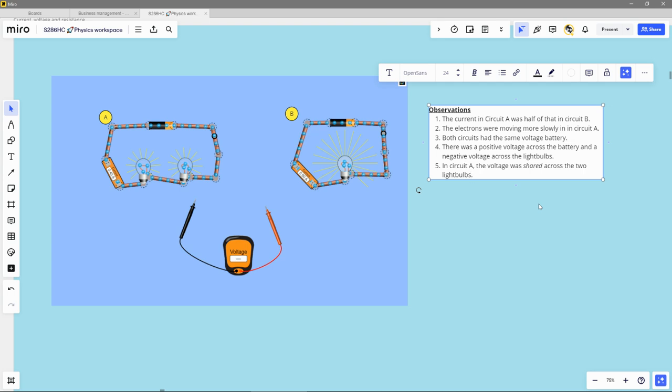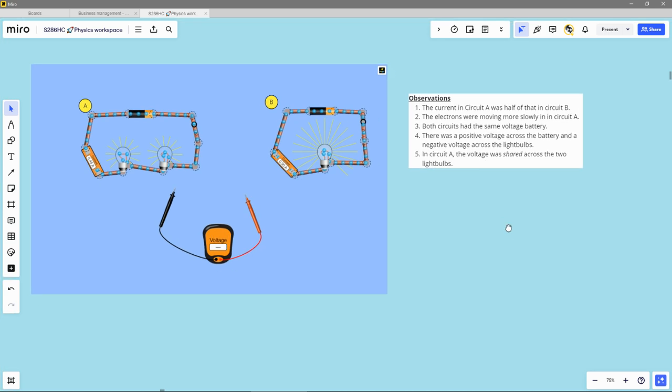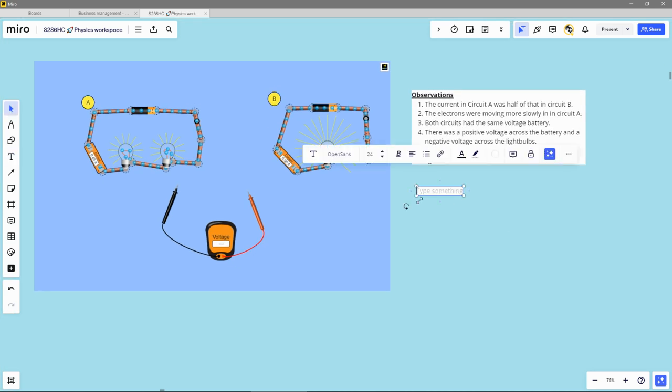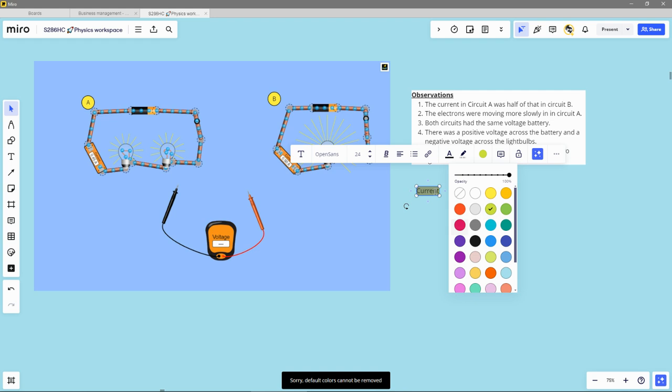Okay, that's the observations. Now let's try to define some of these different words that we've used. So current. Now I'll make this green.